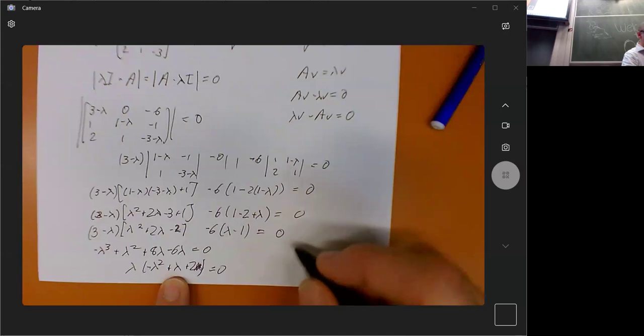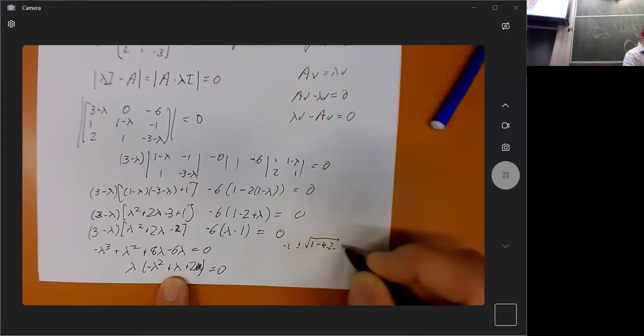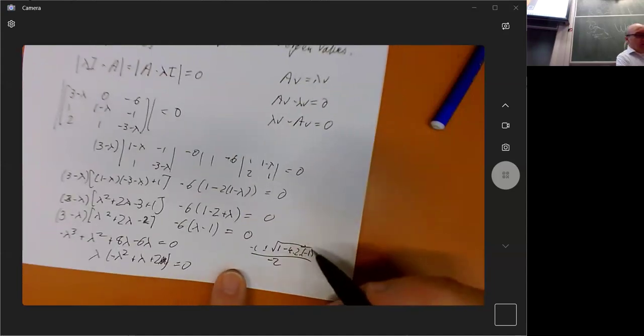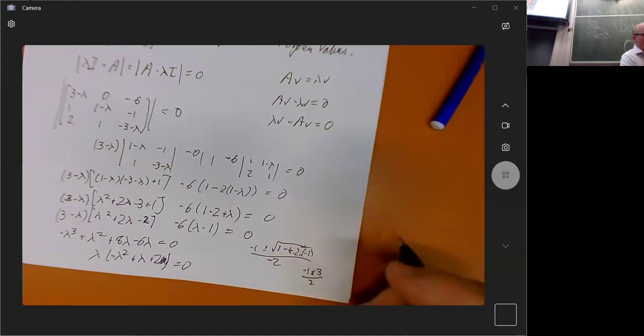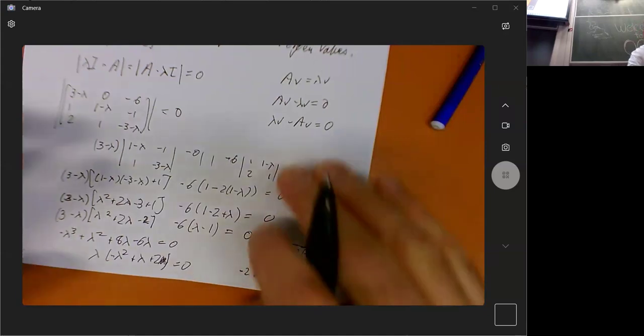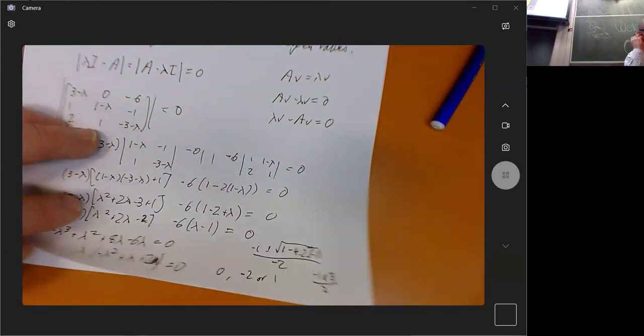So this is going to get me minus 1 plus or minus the square root of 1 minus 4 times 2 times minus 1, on minus 2. So 1 plus 8 is 9. So it's going to be minus 1 plus or minus 3 on 2. So it's going to be minus 2 or 1. Sweet. Awesome. So I've got my 3 eigenvalues: 0, minus 2, or 1.